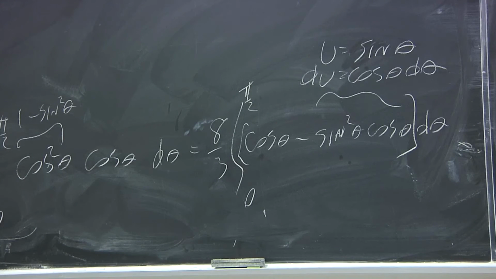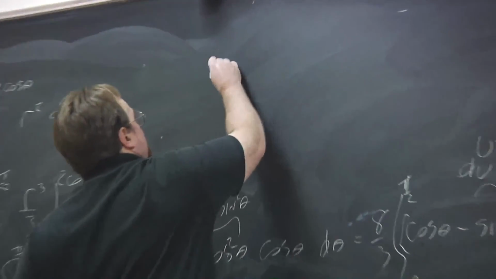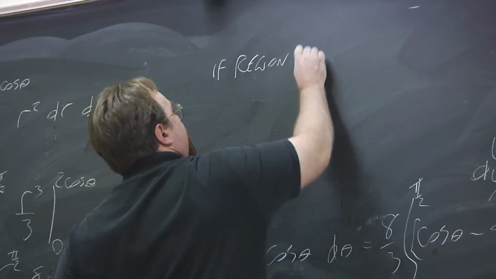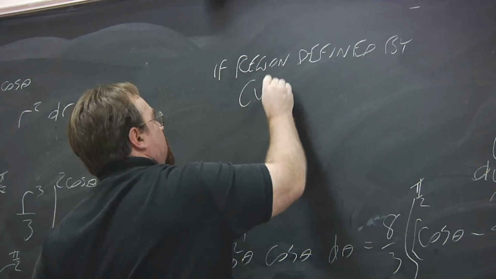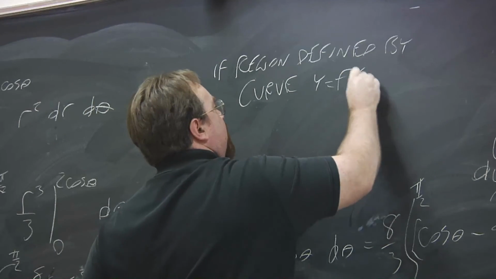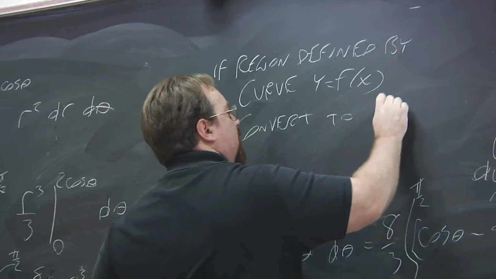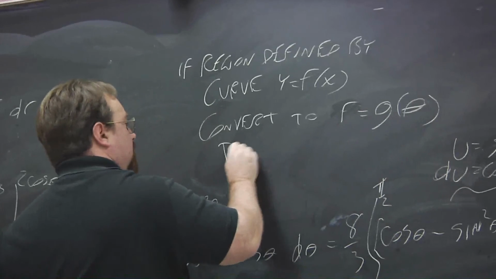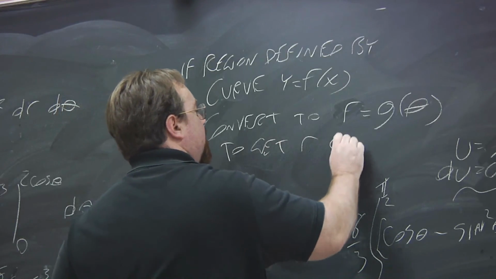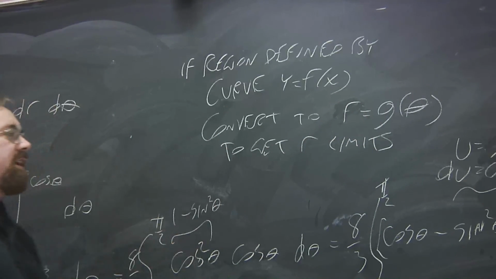The main point of the example is how we do the setup. If a region is defined by a curve, y equals a function of x, convert to r is some function of theta to get your r limits. And whatever values of theta you need to do this, that will give you your theta limits as well.